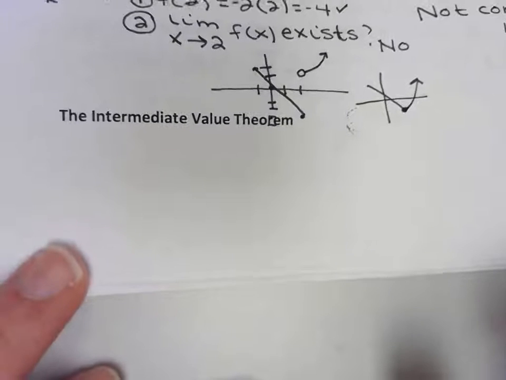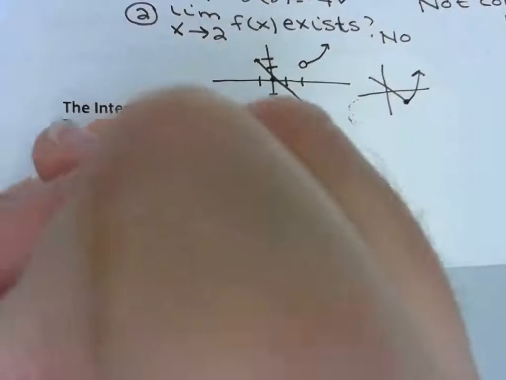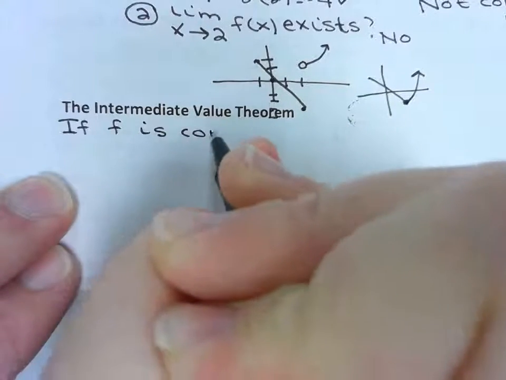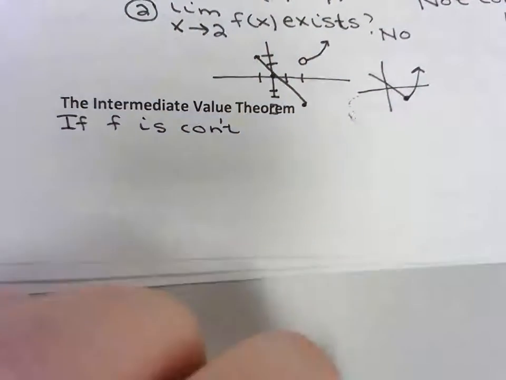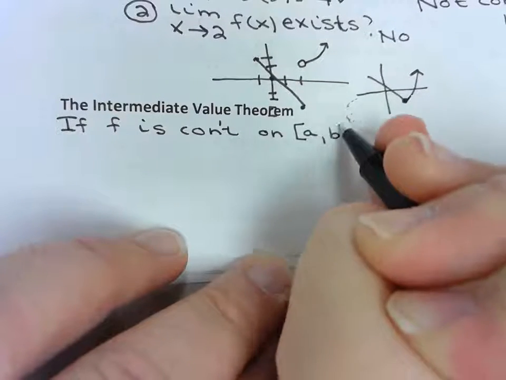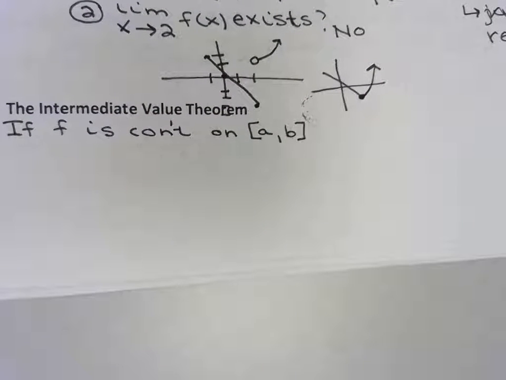Okay. Let's go ahead. Intermediate value theorem. This is one we're going to use a lot. So let's write this down and then I'll explain this. If f is continuous on the closed interval [a, b], you can just write this: f is continuous on the interval [a, b], and it's closed, so I'm using the brackets.